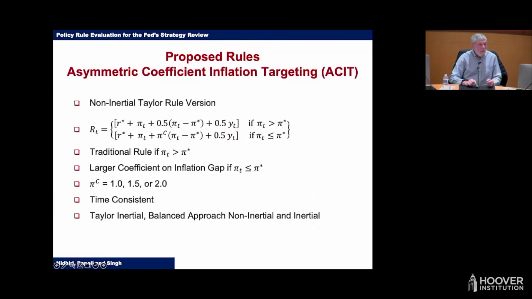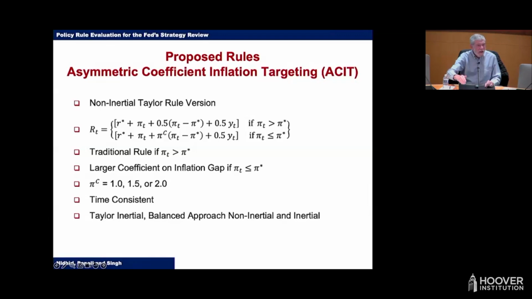Then you have the other types of rules. We have one we call asymmetric coefficient inflation targeting. The idea is that on the top line there, if inflation is greater than 2, then you follow the Taylor rule or the balanced approach rule or whatever version of that. If inflation is less than 2, then you raise the coefficient on the inflation gap. The inflation gap is negative. You raise the coefficient, you stimulate more.